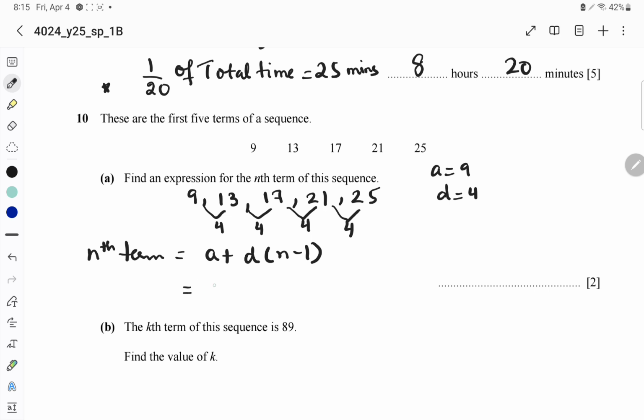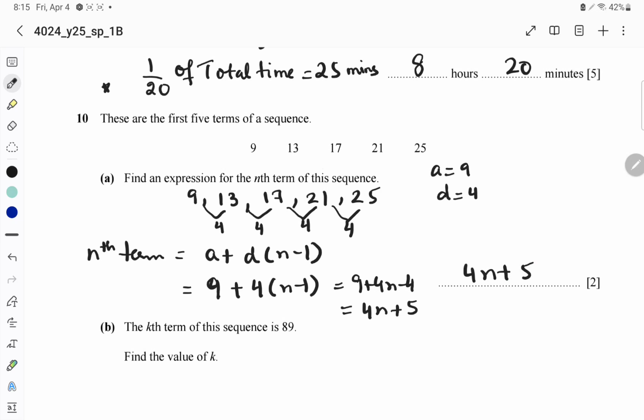So A is 9, plus D is 4, times n minus 1. That is becoming 9 plus 4n minus 4. So that is 4n plus 5. 4n plus 5.